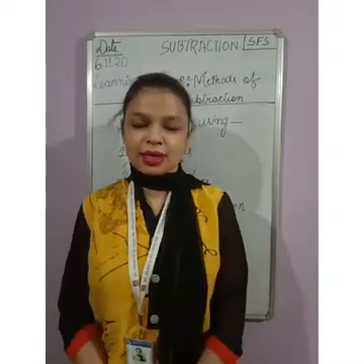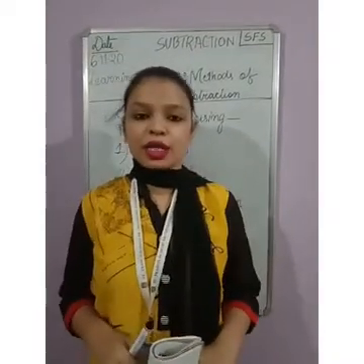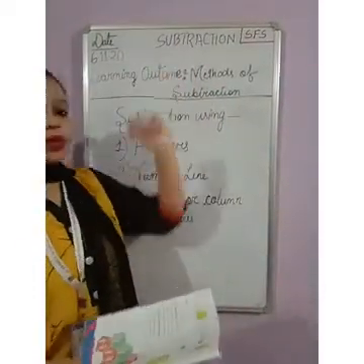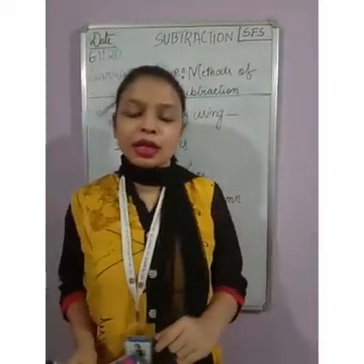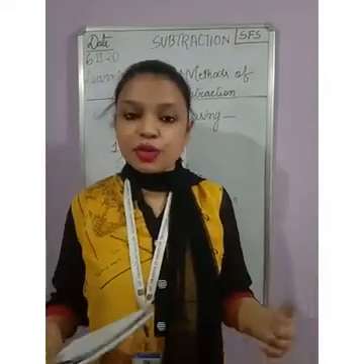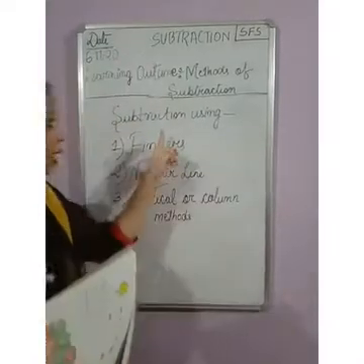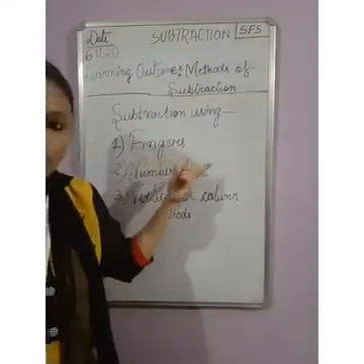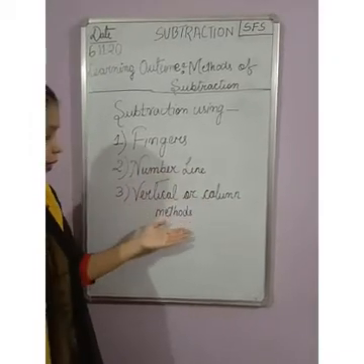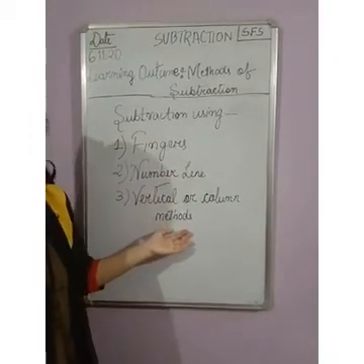Let us start the class. Today we are going to continue with the second part of the chapter subtraction. Today we are going to learn about the three methods we can use to do subtraction. The first method is using fingers. The second is the number line, and the third is the vertical or column method.